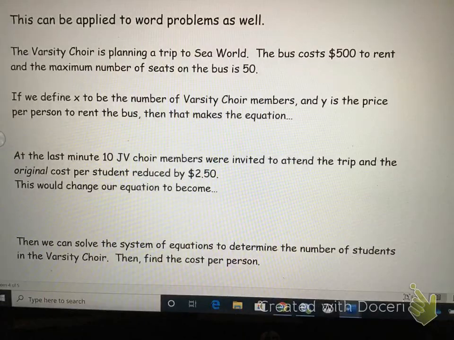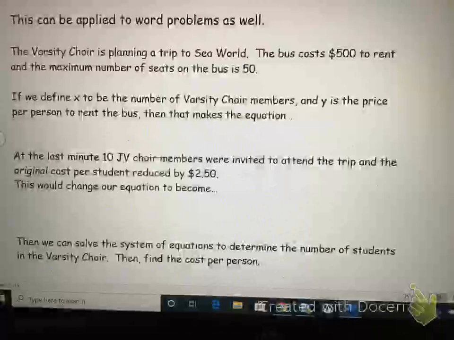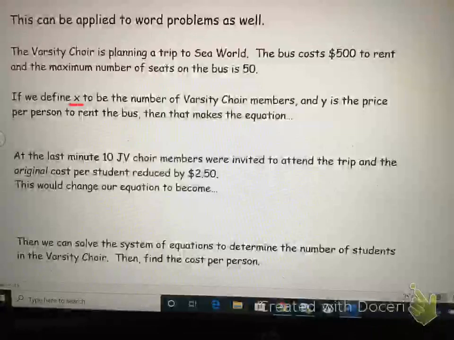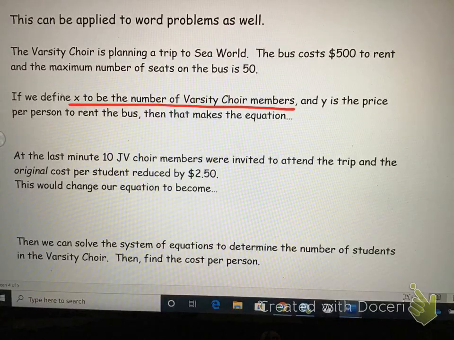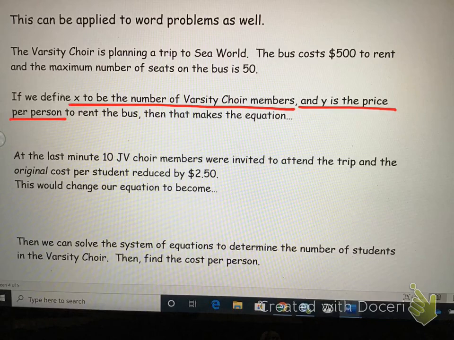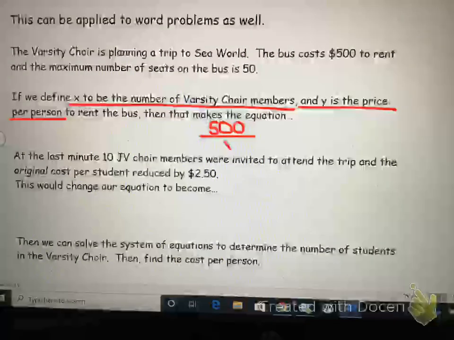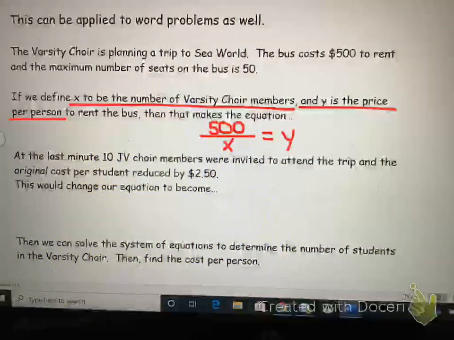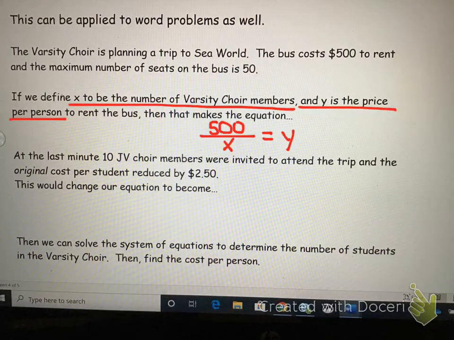So let's say you have a varsity choir that's going to take a trip to SeaWorld and they have to rent a bus for $500. Then if X is the number of varsity choir members and Y is the price that they have to charge per person to pay for the bus, then your equation would say that if you took the $500 cost of the bus and divided it among the X varsity choir members, it would be equal to Y, the price per person. So that's the original equation.